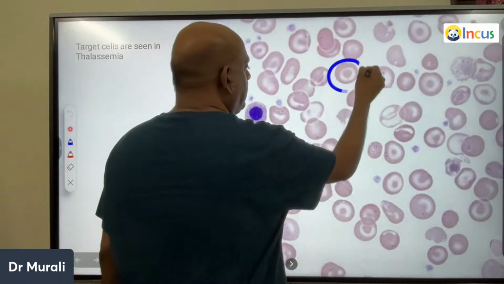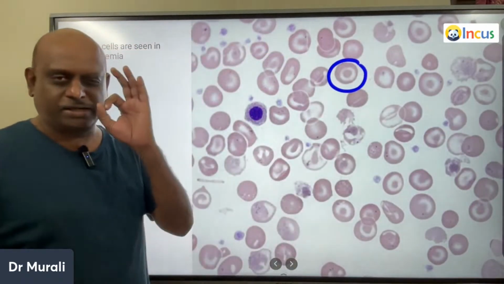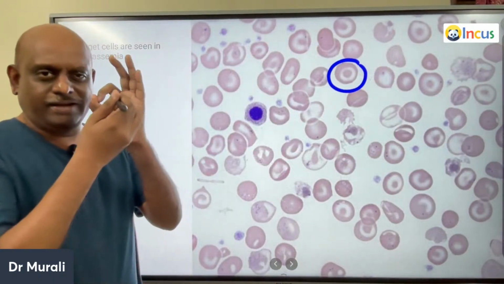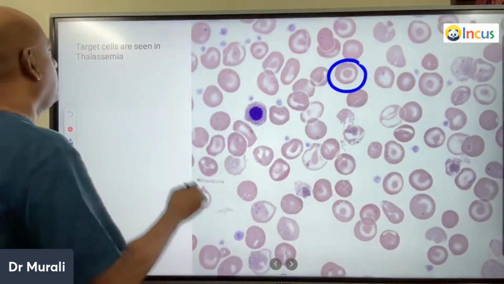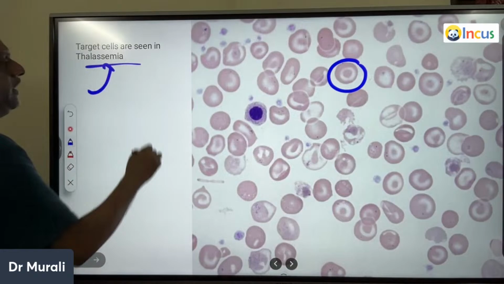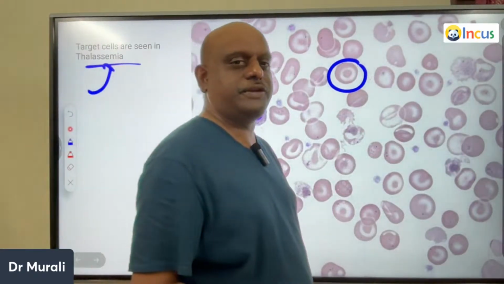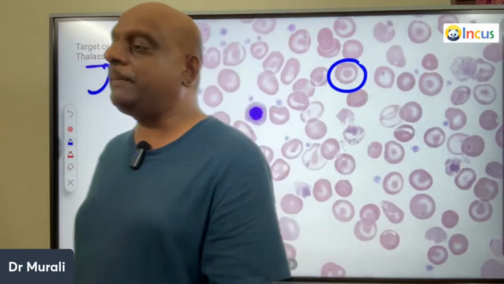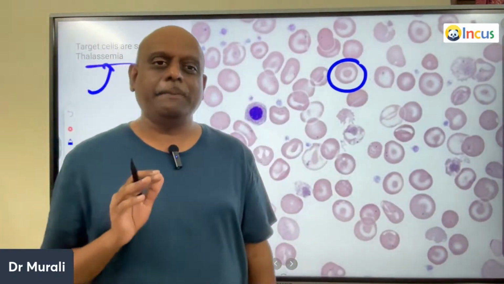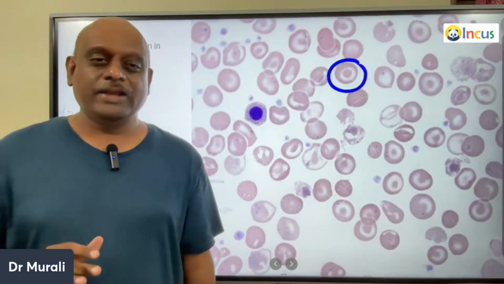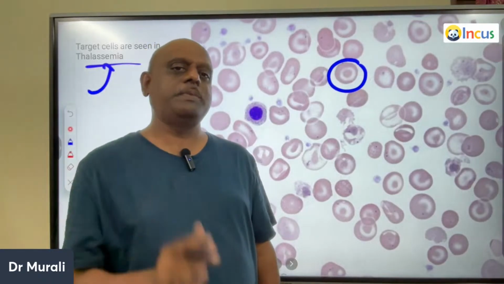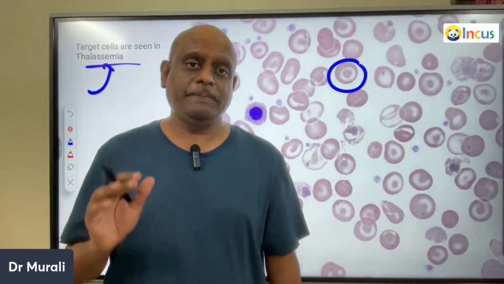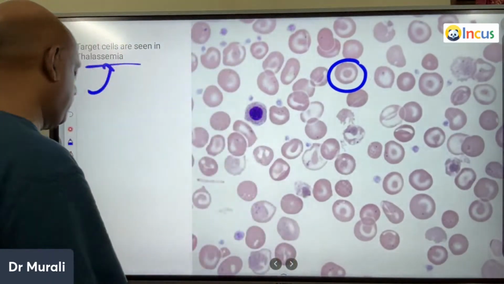Now, these are called the target cells. Can you see the target with the central darkness? So, target cells are a very classical feature in case of thalassemia. So, complete blood picture, CBP appearance in pathology is one of the favorite image-based questions in tomorrow's NEET PG, INICET and FMGE exam, doctor.